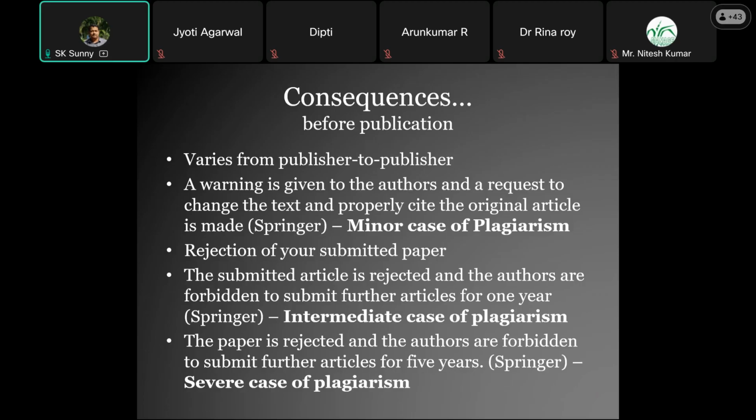This is given to the author. If it is intermediate case of plagiarism, a medium size theft, then the submitted article is rejected and the authors are forbidden to submit further articles for 1 year. This was Springer's policy few years ago. I have not updated it today. So you should educate yourself on this. And if it is a severe case of plagiarism, means you have plagiarized the findings of somebody else or you have plagiarized their data also, then your paper is rejected and you are forbidden from submitting papers to that particular journal for next 5 years.